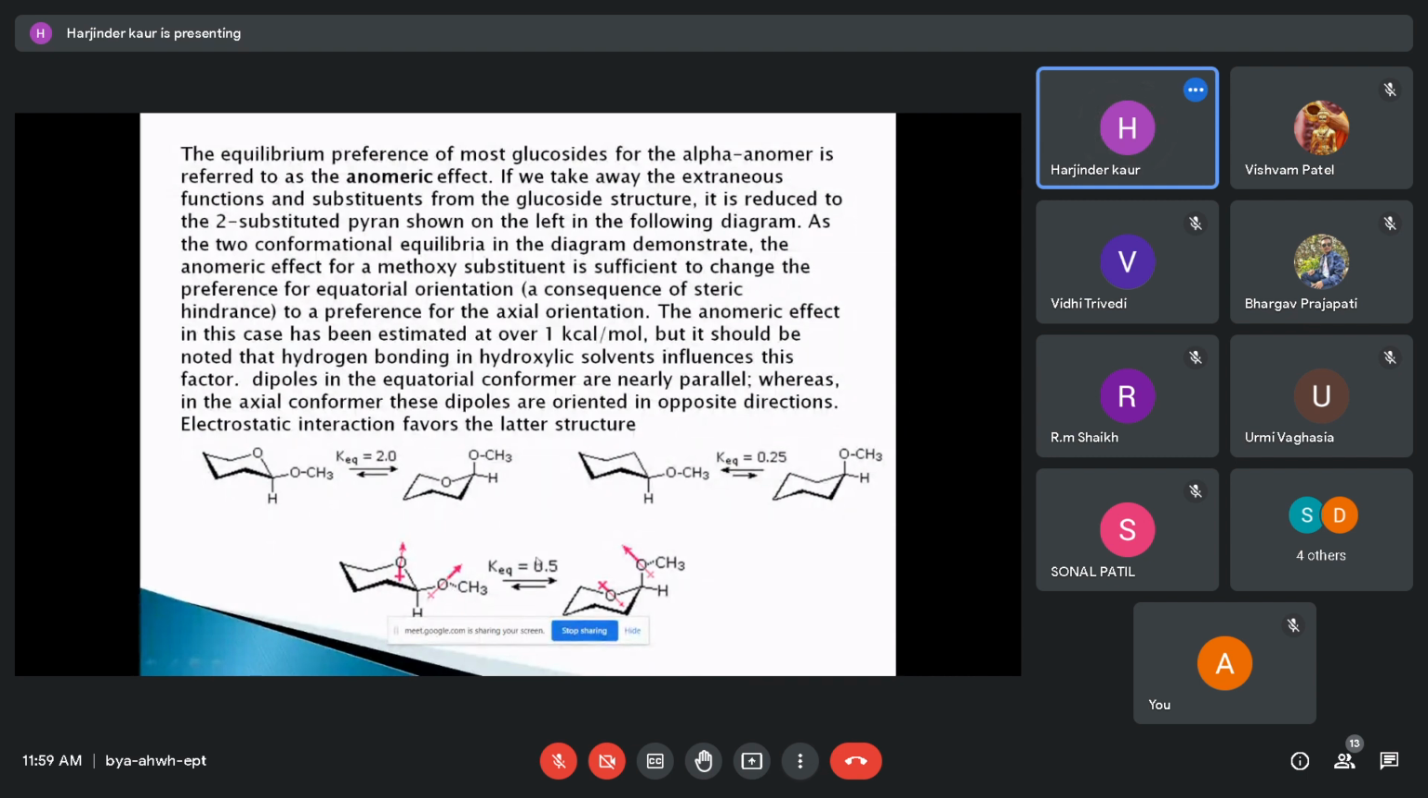Now, because of this, the stability may vary. This type of effect is called the anomeric effect, where the nature of the ring is changing because of the nature of the anomeric OH group.